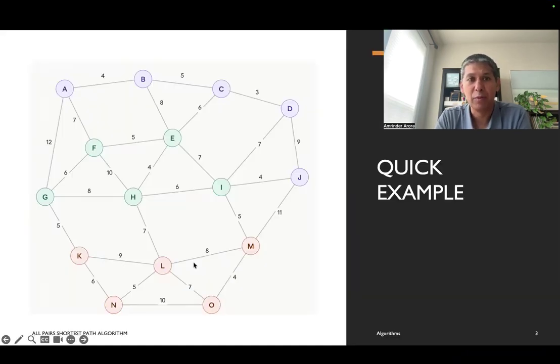Here's a quick example. We have nodes named from A through O, and the edges have weights on them. For example, the nodes A, B have an edge between them with a weight of 4. So we want to find the all pair shortest path. That means between every pair, B and M, for example, H and K, for example, to find the shortest path between them.